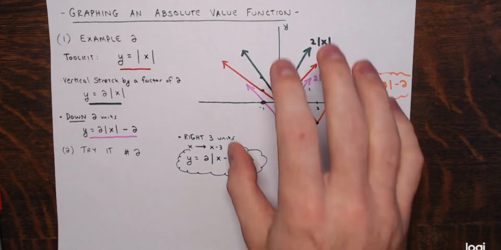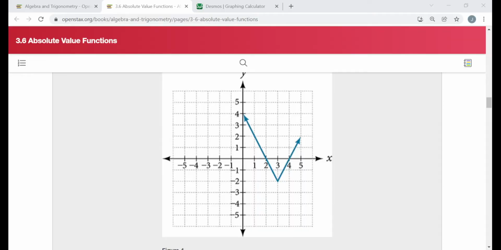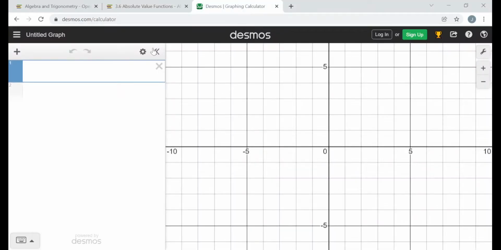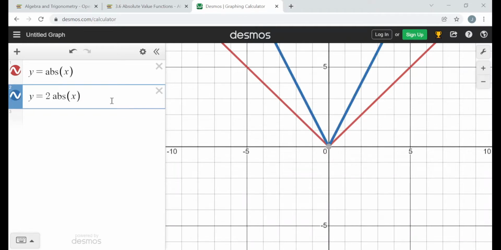And then just to look at some better looking pictures of this, I'm going to go to that Desmos website, desmos.com. It's a free online graphing calculator. I'll do the same thing I just did by hand. We'll start off with the toolkit function, y equals the absolute value of x. You can just type ABS for absolute value. Then we did a vertical stretch by a factor of 2, so I just multiplied by 2. There's that blue graph. All the points on the blue graph are twice the distance from the x-axis as the points on the red graph.